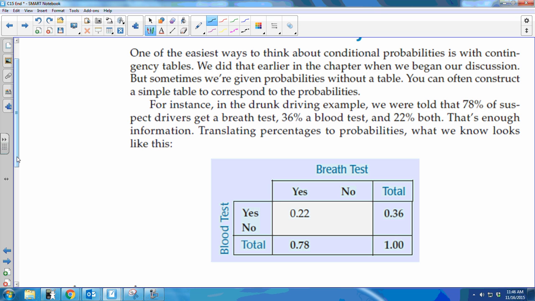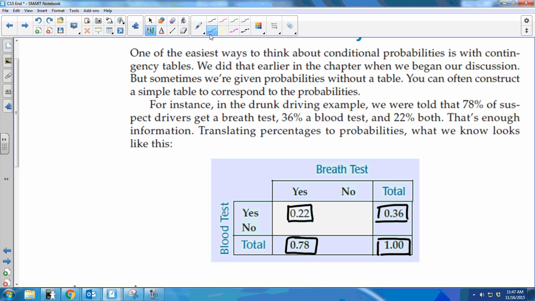They said that 78% of the drivers got a breathalyzer test, so that's total. 36% got a blood test, so that was total. And 22% got both. And we know the table percentages have to add up to be 1, right, 100%. So I could go back through and use the information that I have to fill in all the other pieces if I needed to.